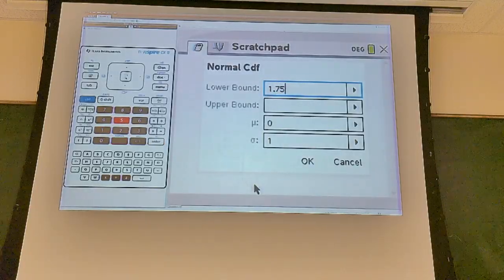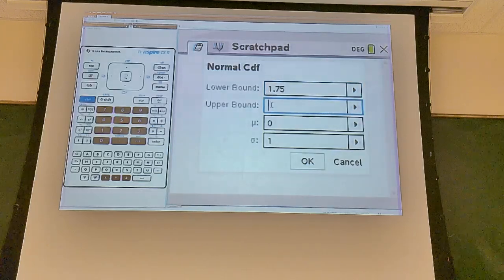.75 would be the lower bound. And then the upper bound would be technically infinity, but I can't do that, so 9.